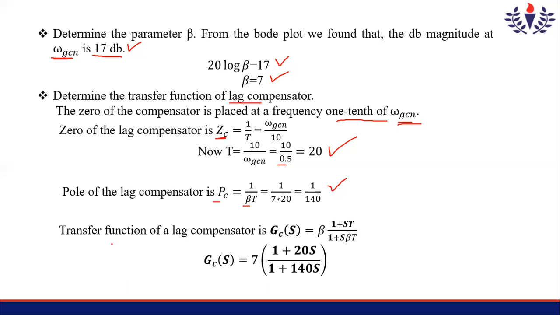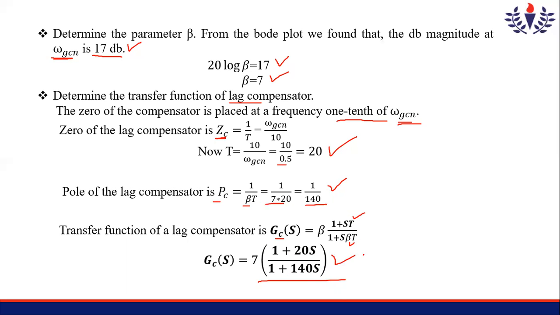So if we substitute those values, that is the lag compensator transfer function. The transfer function of the lag compensator, G of S is the open loop system. G suffix C of S, where C is the compensator, equal to beta into 1 plus S tau by 1 plus S beta tau. Already we know the tau value and the beta value. We are substituting, that is the lag compensator transfer function. So GC of S equal to 7 into 1 plus 20S by 1 plus beta into tau. This beta into tau means 7 into 20, that is 140. So 1 plus 20S by 1 plus 140S is the lag compensator transfer function.